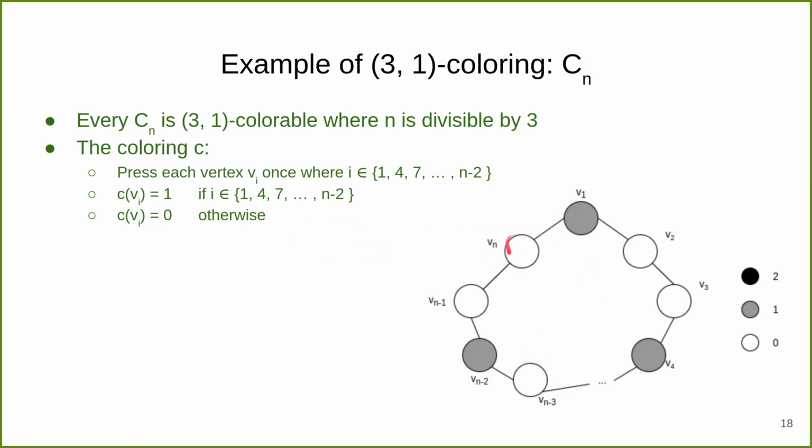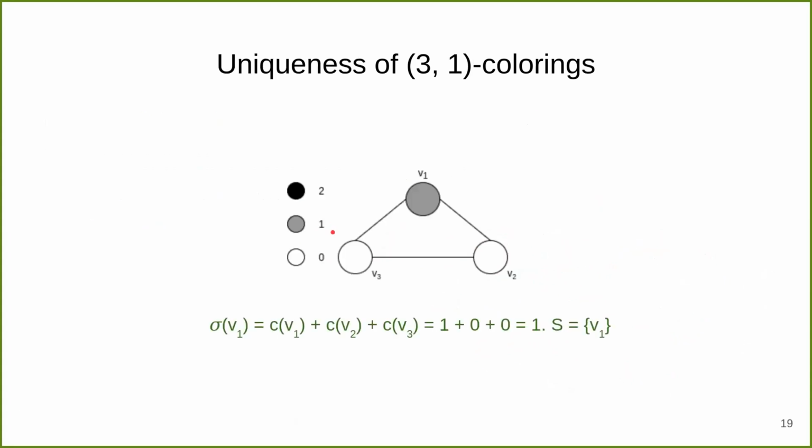And that coloring will be the following. We can color every third vertex 1, starting at V1. So the coloring of V1 will be equal to 1, the coloring of V4 will be equal to 1, all the way up to V(n-2). And then we can color the rest of the vertices 0. And that will give us a coloring sum equal to 1 for every vertex in Cn.